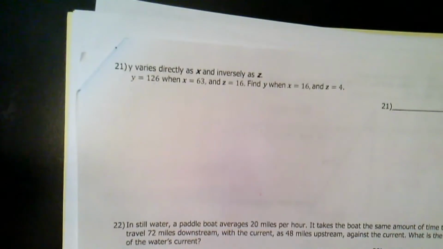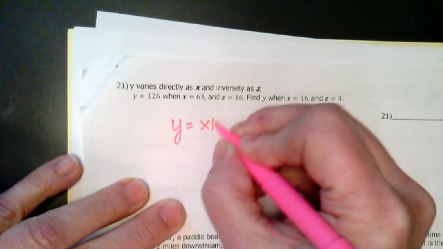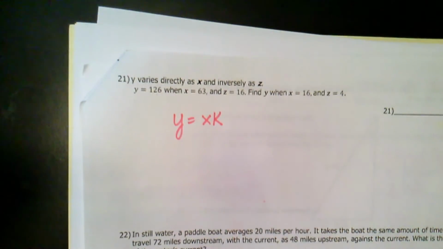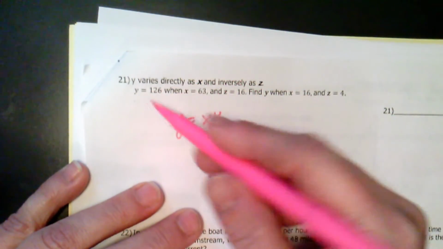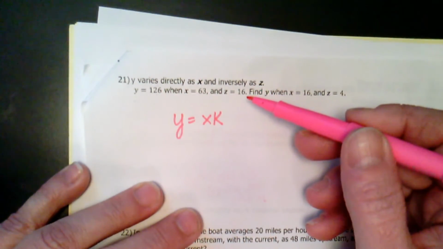All right, 21. Y varies directly as x and inversely as z. So if you remember that formula, that's our basic formula when we're talking inversely and directly and so on and so forth. So just remember, this is like your base, and then you build upon it depending on what they say.